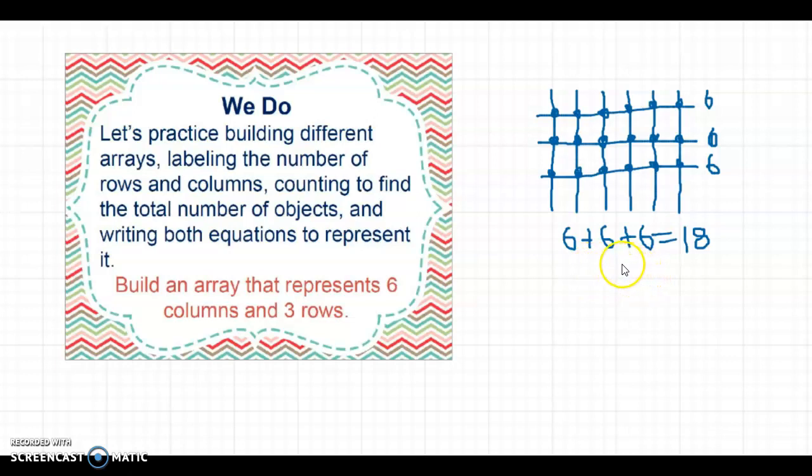Now the multiplication version for this repeated addition problem is 6, because that's how many we have in each row. How many rows? 3. So 6 times 3. And it's going to equal the same answer. 6 times 3 equals 18.